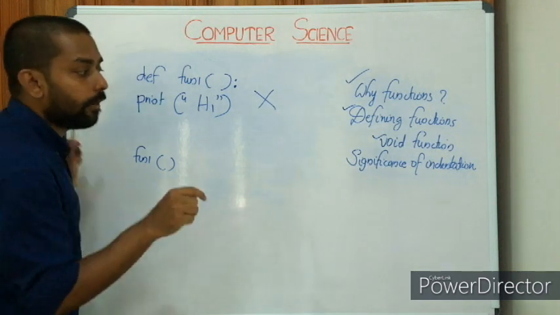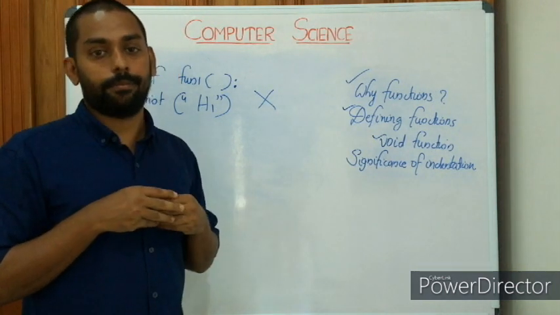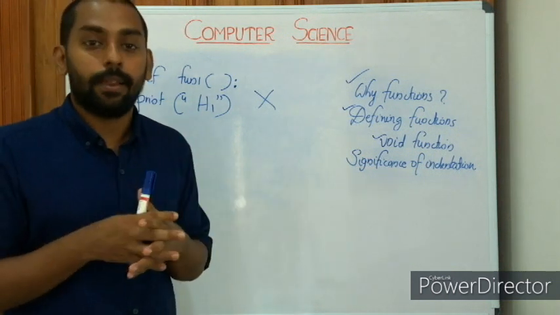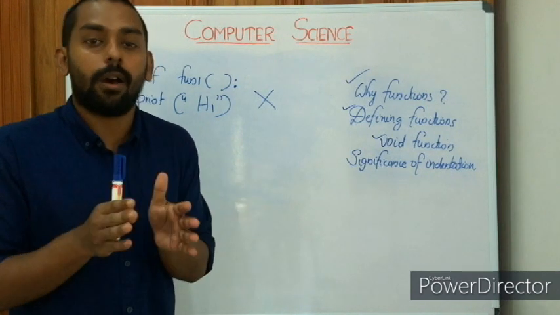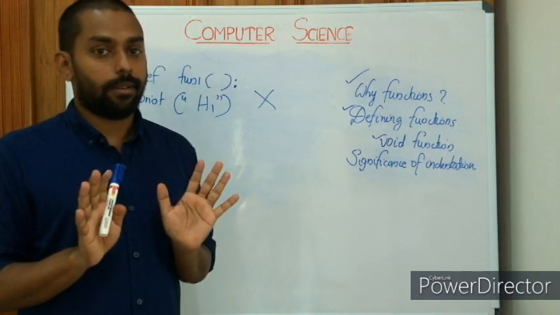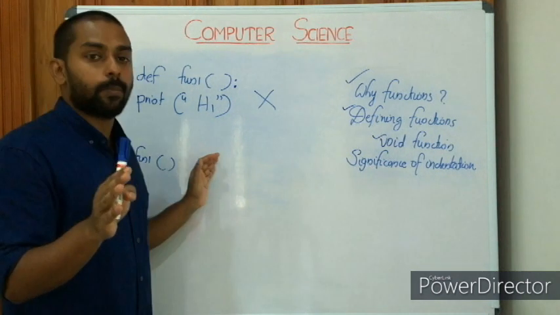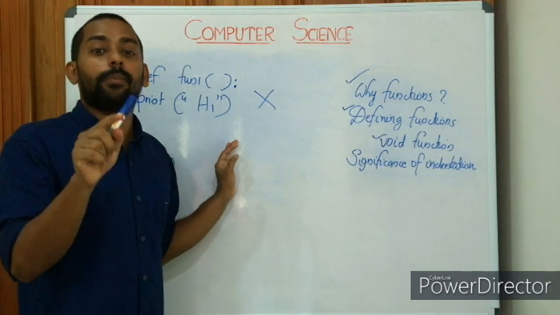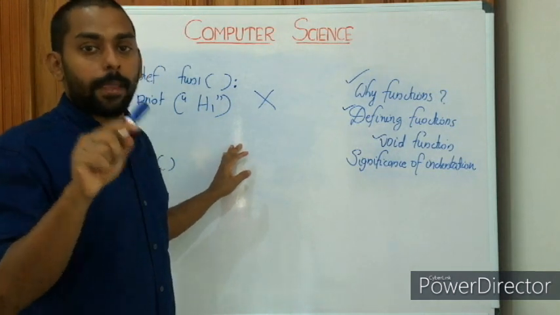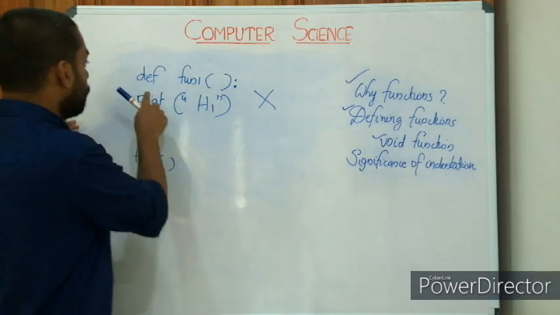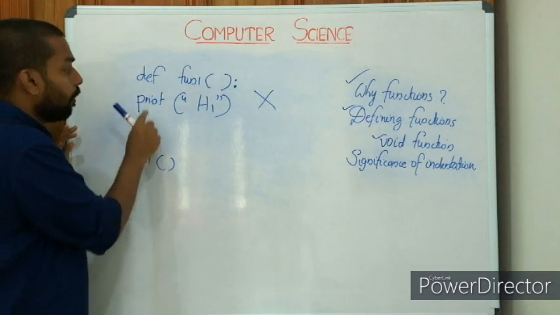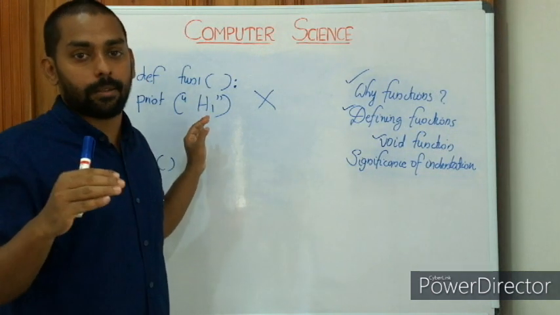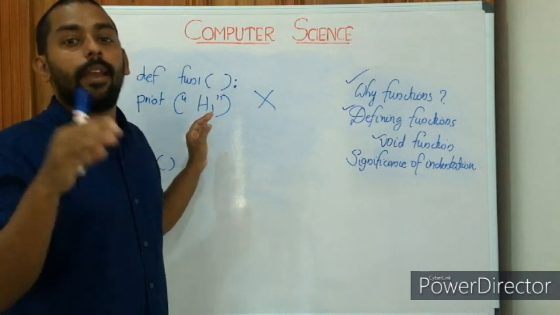Then why is indentation so important in Python? Unlike C++, Python does not have any explicit mechanism to mark the beginning and the end. It means in C++ we have curly braces. Opening curly brace marks the beginning of the function and closing curly brace marks the end of the function. Here this is the beginning and this is the end. We can't see any symbol here in Python.